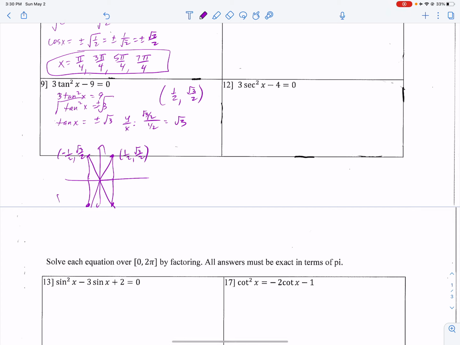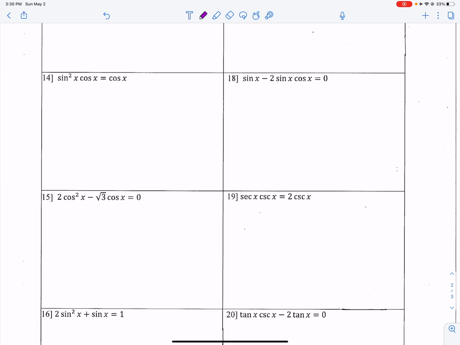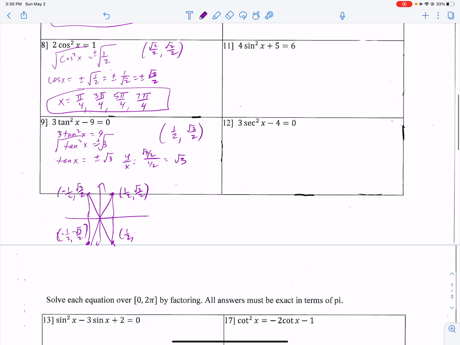So we've got negative 1/2, negative root 3 over 2, and positive 1/2, negative root 3 over 2. And all of those y over x are going to simplify to root 3 positive or negative. So those are all my angles. And so 60-degree reference, but in radians, pi thirds, 2 pi thirds, 4 pi thirds, and 5 pi thirds.